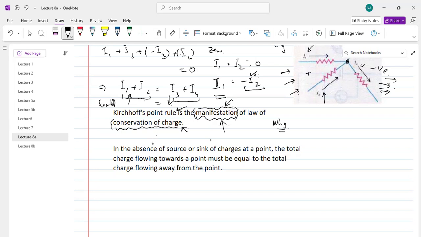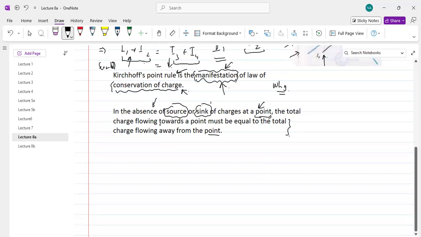What does this mean? This means that if there is no source or sink at a point, where a source means something which can produce charge and a sink means something which can destroy or absorb charge, then the total charge flowing towards the point must be equal to the total charge flowing away from the point. So this is called the law of conservation of charge. This is what the Kirchhoff first rule is about.